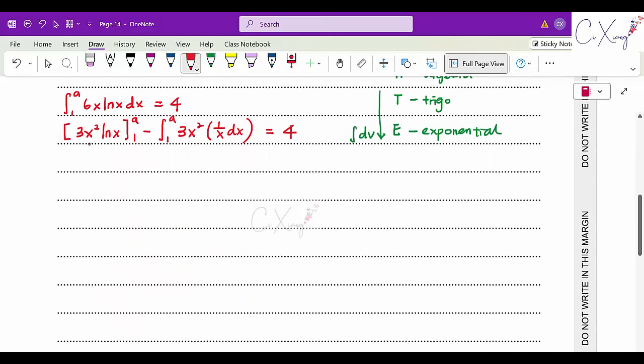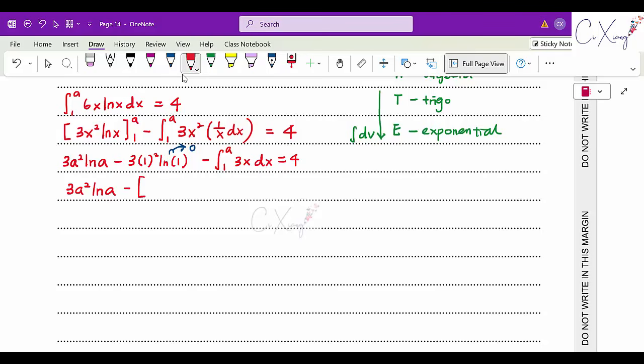Okay, then for the first term here in front, you can substitute in the limit. So I'm having 3a squared ln a minus 3, let's substitute 1, 1 squared ln 1. Okay, then the term at the back, I'm having 3x dx, it is equals to 4. Right, then we try to simplify further. Ln 1, you should know that it is basically equals to 0. Therefore, the term in front, I left only 3a squared ln a.